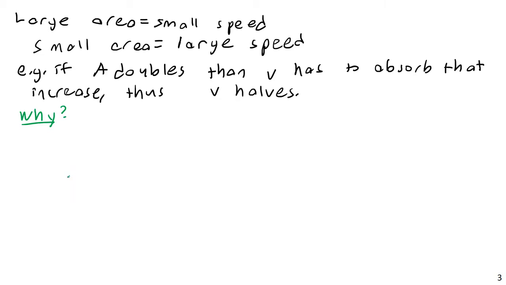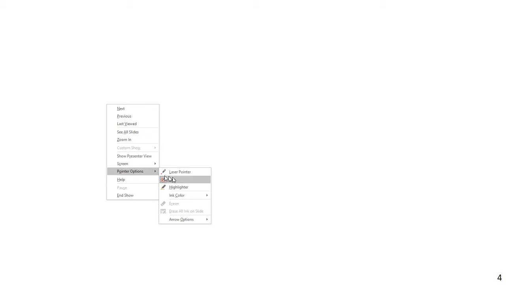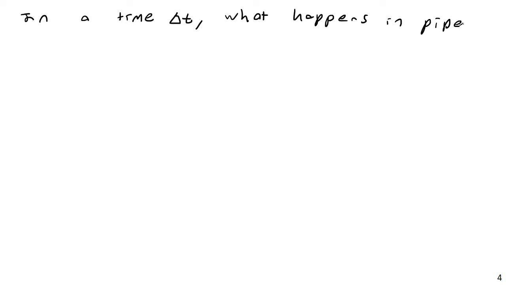Well, it comes down to a delta T relationship. And let us look at what happens in delta T. So in delta T, what happens then? Well, let's look at it on the next slide. In a time delta t, what happens in the pipe? Well, let's look at this in a little more detail.